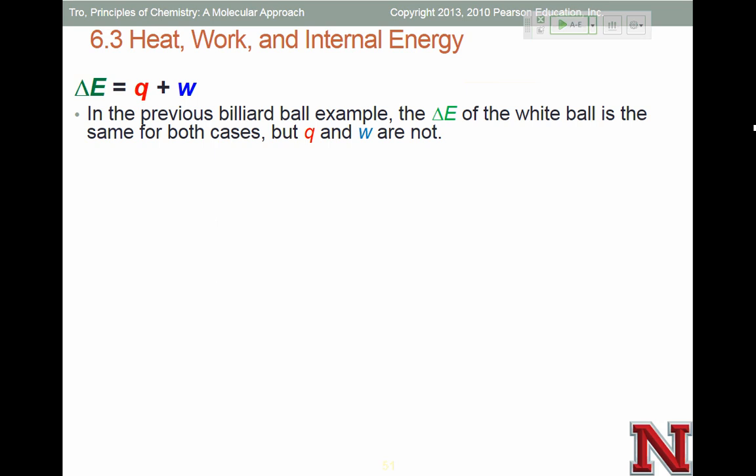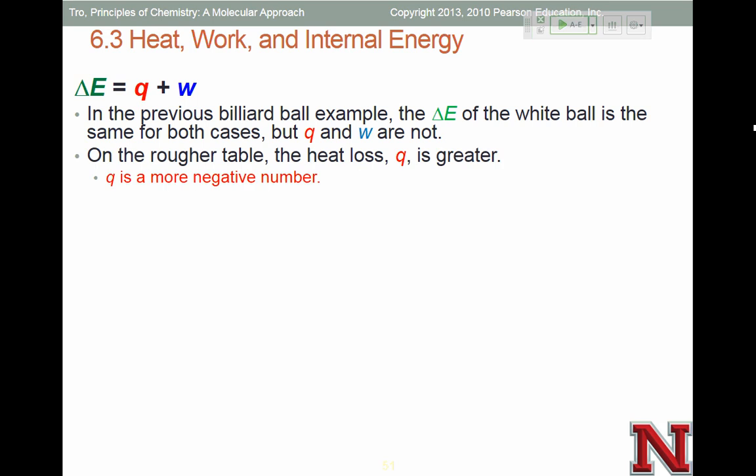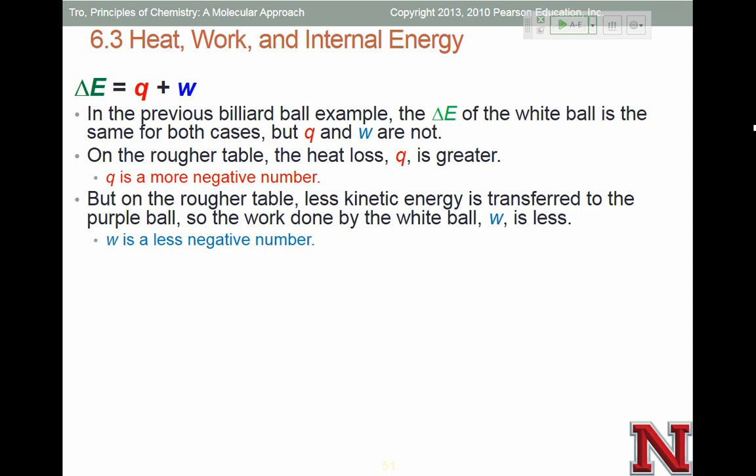So heat and work are related. Our delta E of the white ball in the example before is the same for both cases if it's moving the same. But Q and W are not the same. On the rougher table, heat loss Q is greater, so Q is going to be a more negative number. But on a rougher table, less kinetic energy is transferred, so W is going to be a less negative number. Again, Q plus W is going to be the same for both systems.